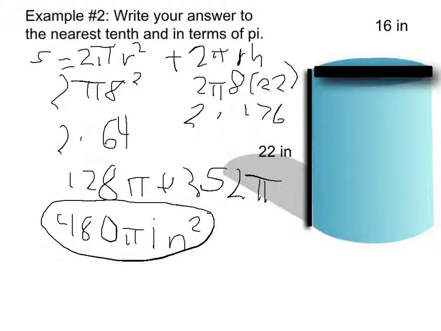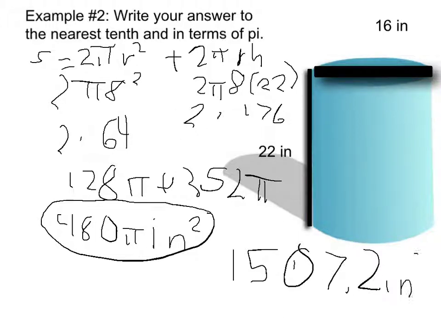Now, you have to do 480 times pi, which equals 1507.2 inches squared. That's 1507.2 inches squared, and that's your answer to the nearest tenth.